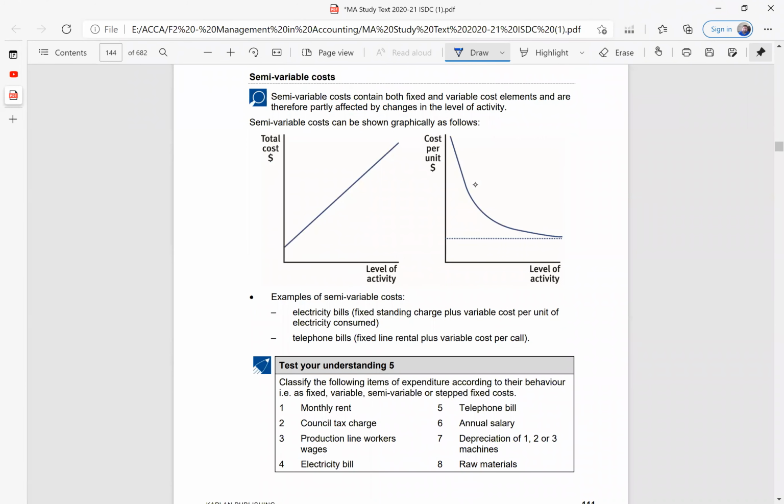Semi-variable cost. Semi-variable cost includes a component of fixed and a component of variable. For example, you have recently shifted to a house. Now you want to get the Wi-Fi connection in your house. So you're going to call that local area service provider, and he's mentioned that, okay, I am going to provide you with the services, but I'll take a fixed charge of, let's say, 100 Qatari Riyal. I'm not sure how much that is, but 100 Qatari Riyal.